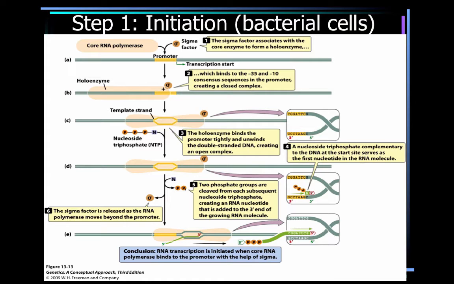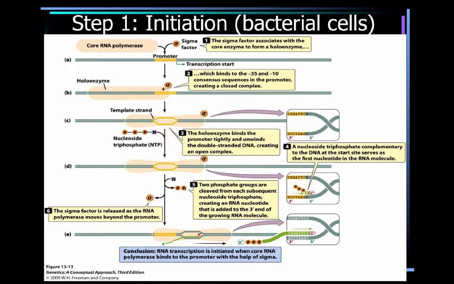After that RNA molecule has been started, in step 5 we see 2 phosphate groups are going to be cleaved from the nucleotide triphosphate, creating an RNA nucleotide that is going to be added to the 3' end of that newly synthesized messenger RNA molecule. And finally, in step 6, that sigma factor that originally bound in step number 1 is going to be released, and the RNA polymerase is going to move beyond the promoter region to continue to lengthen that new messenger RNA strand.